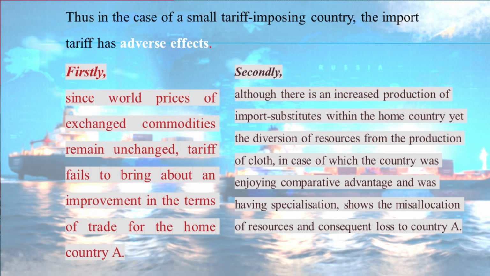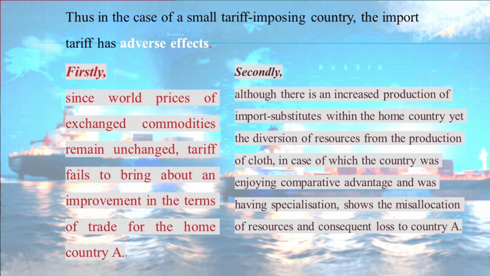Thus, if we analyze the effect of tariff in the case of a small country, we observe that in the case of a small tariff imposing country, the import tariff has an adverse effect. So when a small country is imposing tariff, the impact is not so favorable for that country.